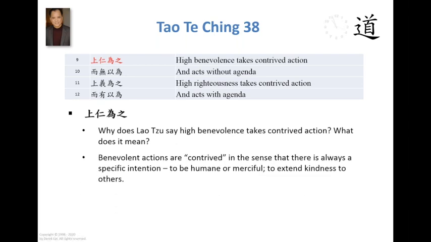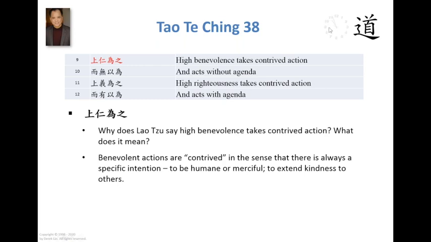Benevolent actions are contrived in the sense that there's always a specific intention. It's a good intention, no doubt about it. The intention to be humane, the intention to be merciful, to extend kindness to others. So that's a good thing, right? So I want to make sure everyone understands that the term contrived or contrivance is not necessarily a negative thing.